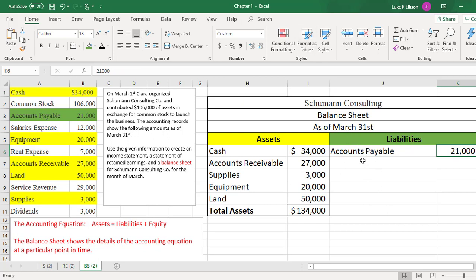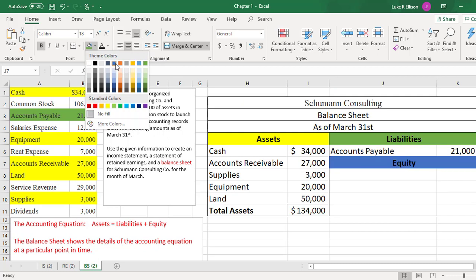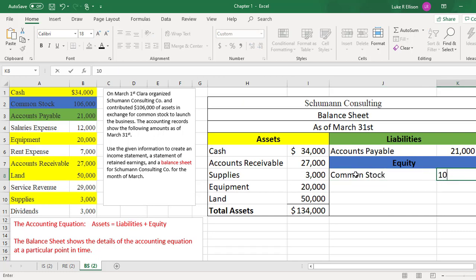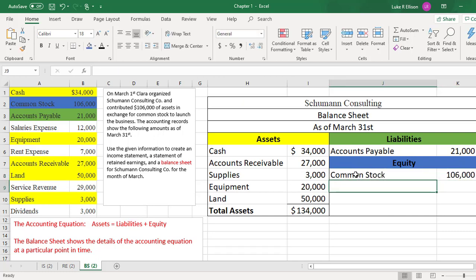And since that's the only liability, we don't need an extra line for the total. We can move right on to equity. So let's put that in blue. And at this stage, there's usually only two equity accounts that you're going to want to think about. And that's going to be common stock, which is right here, for $106,000. And the other one is going to be retained earnings.